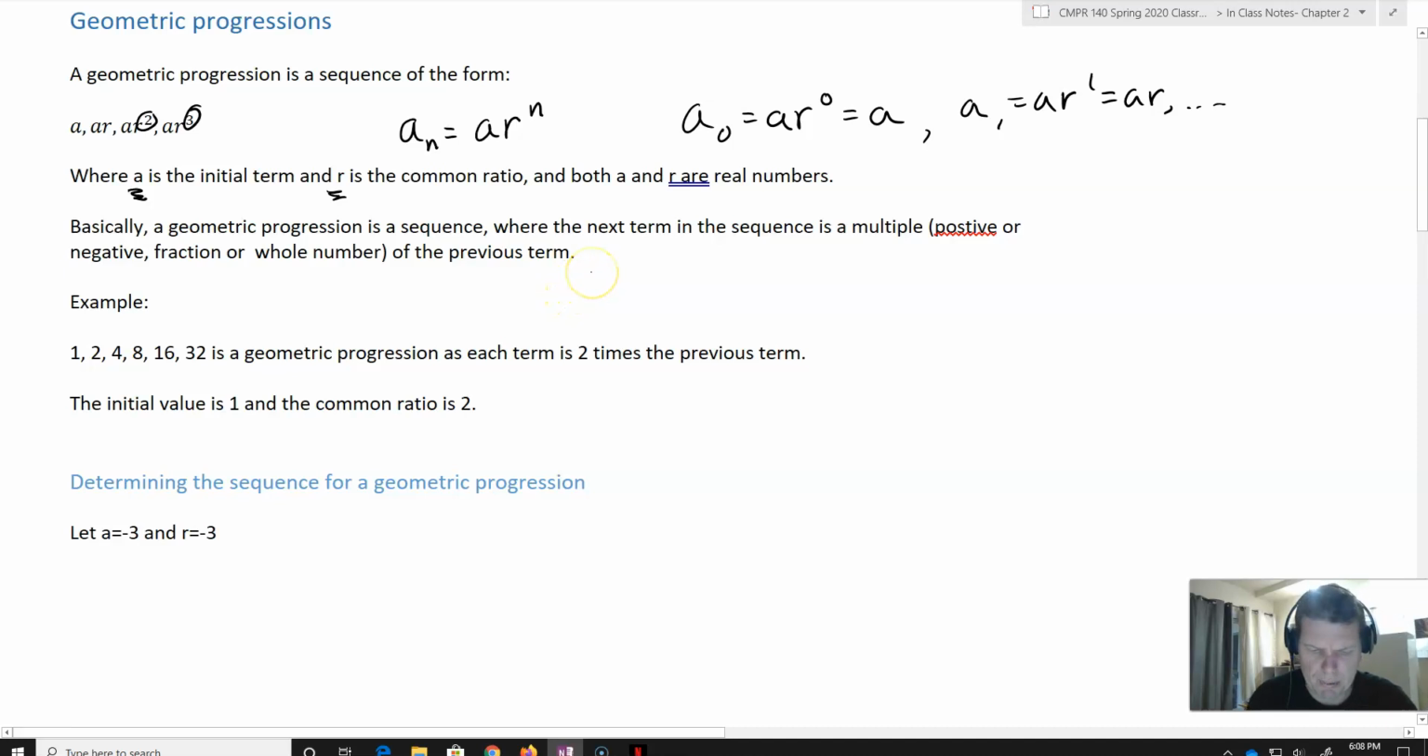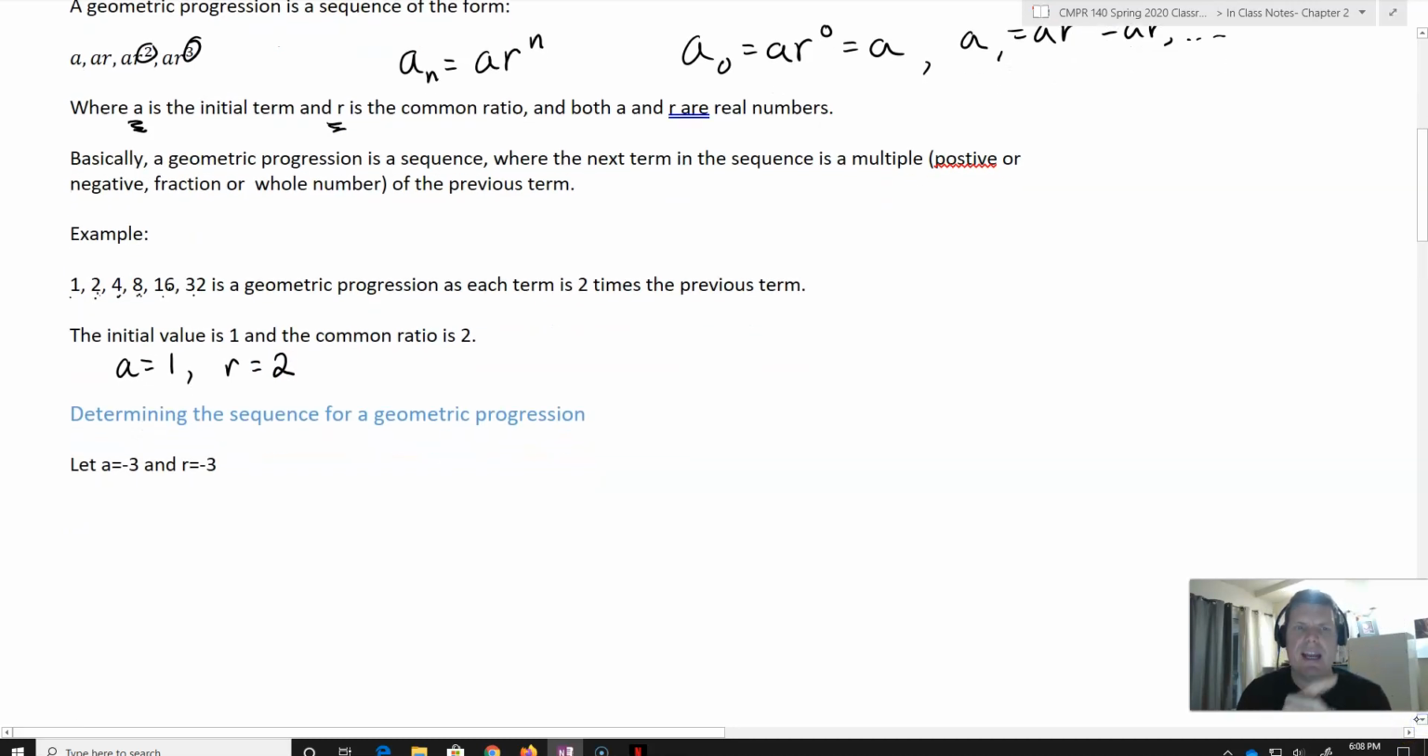So let's take a look at an example like 1, 2, 4, 8, 16, 32. That's a geometric progression as each term is 2 times the previous term. For example, 2 is 1 times 2, 4 is 2 times 2, 8 is 2 times 4, 16 is 2 times 8, and so on and so forth. And we can actually see that we have that common ratio. In this case, our a equals 1, and our r, the common ratio, is equal to 2. Okay? And so that's how a geometric progression works, right?